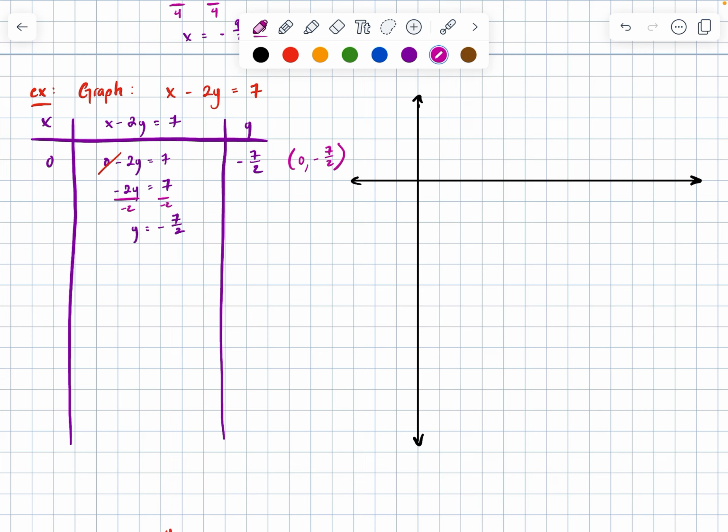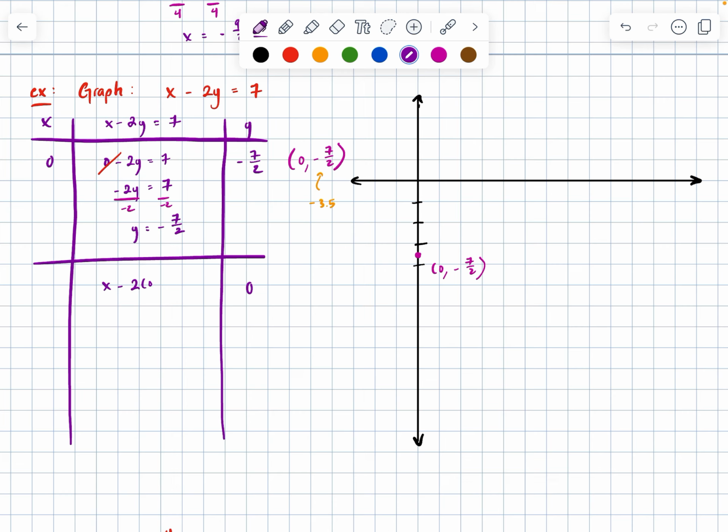So I'm moving 0 units to the left or right, and on the y-axis, negative 7 over 2 is equivalent to negative 3.5. So I'm going to count 1, 2, 3. It would be between negative 3 and negative 4 on the y-axis. So here is my point, 0, comma, negative 7 over 2. Cool. Now that I've found my y-intercept, let's find our x-intercept.